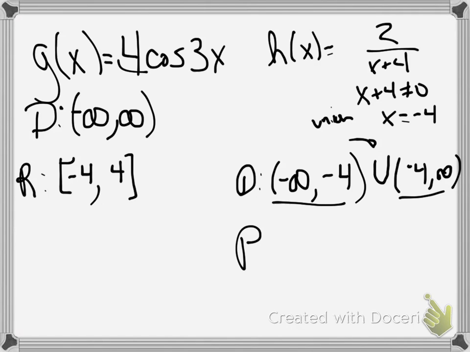Okay? Now my range, if you were to look at a sketch of this graph, you have a vertical asymptote at x equals -4. One side of the graph will go up towards positive infinity. The other side will go down towards negative infinity. So I think our range is going to end up being all real numbers. So we'll just use our negative infinity to positive infinity, okay?